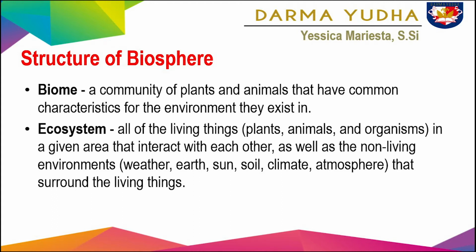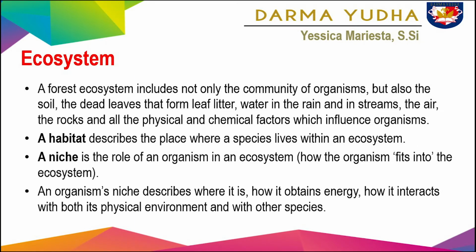The next is the ecosystem, which is all of the living things, whether plants, animals, or organisms, in a given area that interact with each other, as well as the non-living environment, which is weather, earth, sun, soil, climate, and atmosphere that surround the living things. And an ecosystem is a relatively self-contained, interacting community of organisms and the environment in which they live and with which they interact. An ecosystem includes not only the community of organisms, but also the soil, the dead leaves that form the leaf litter, water in the rain and the streams, the air, the rocks, and all the typical physical and chemical factors which influence the organisms.